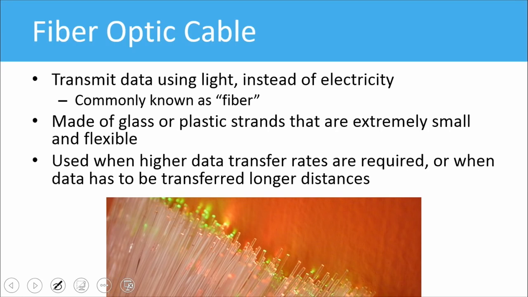They have incredibly higher data transfer rates, and they're used in situations when high data transfer rates are required, and also when data needs to be transferred longer distances. That's because data can travel at the speed of light, which is really fast. You've probably heard of that, the speed of light. Also, light can travel a much longer distance than electricity can before the signal degrades. And so that's why it works so well. It also happens to be a little bit or a lot more expensive in some instances.